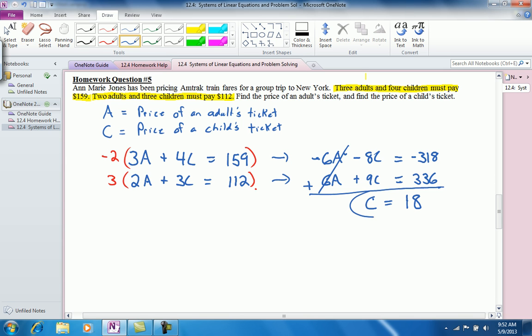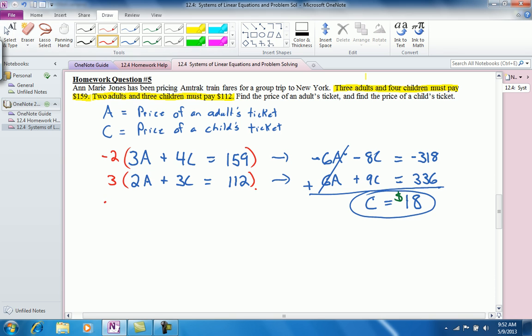So C equals 18, which means that the price of the child's ticket is $18. I'll put a little $ to indicate that it's dollars. So I know the child's ticket price. I'm going to find the adult's ticket price. Go back to my original equations. The 3A plus 4C equals 159, or the 2A plus 3C equals 112. Just to change things up, I'm going to use the bottom equation.